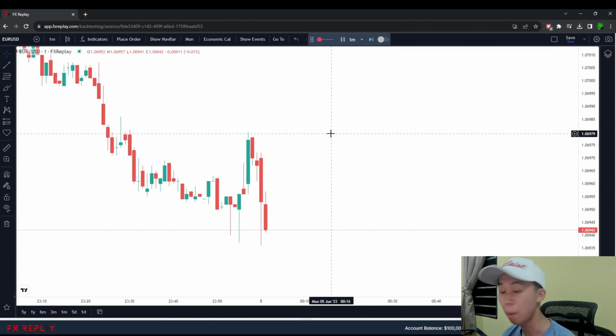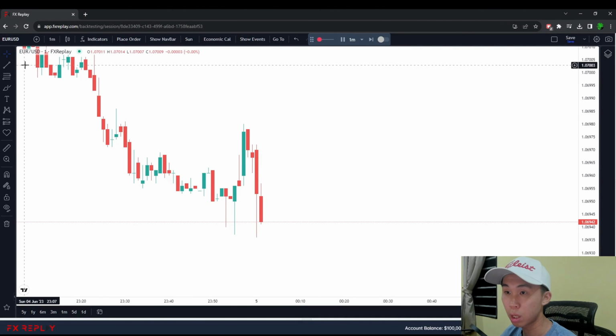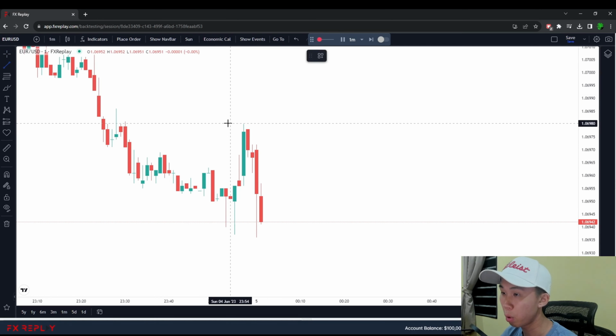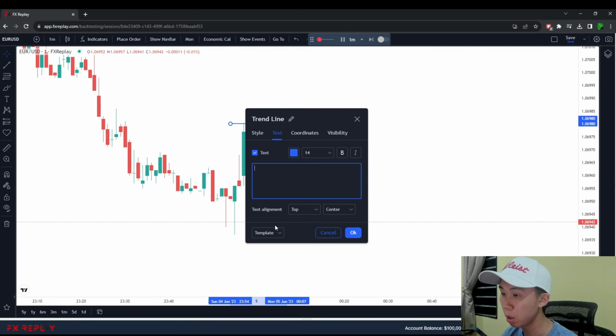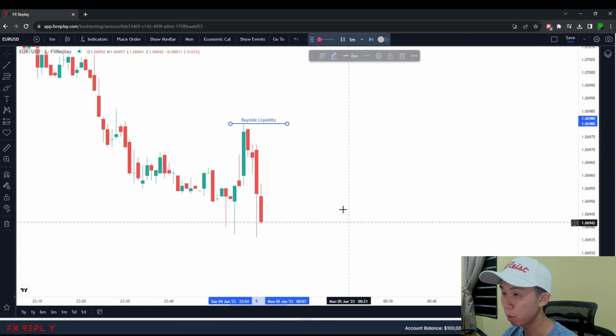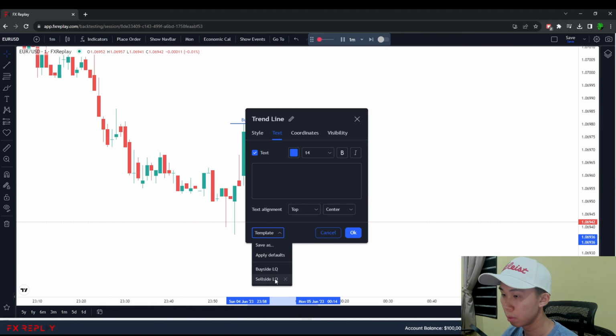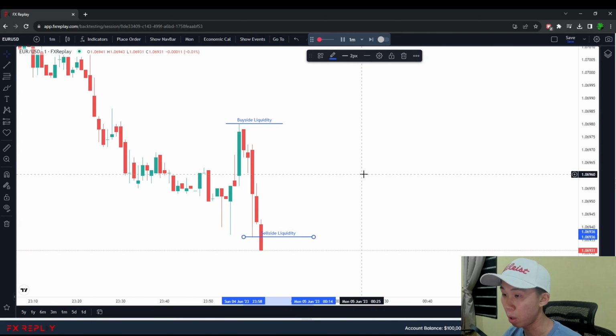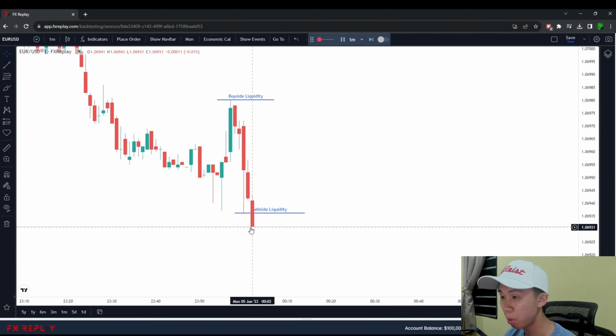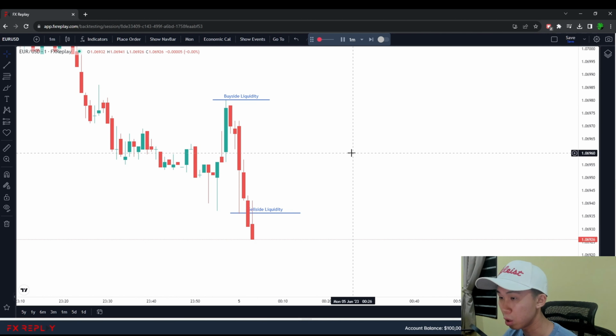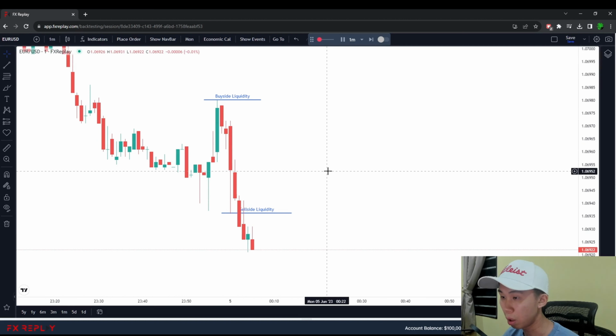So let's do some practice right now in the real charts. Right here in the charts, let's identify the buy side and the sell side. We can see the highest point here is the buy-side liquidity, and the lowest point here is the sell-side liquidity. Now let's see how price is moving. We can see price has now grabbed the sell-side liquidity. Let's continue to see what happens. Now let's wait more.